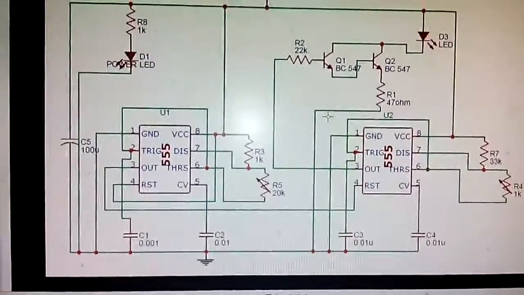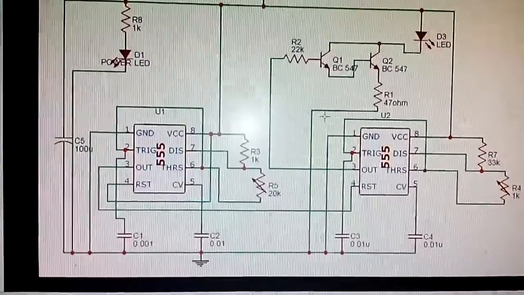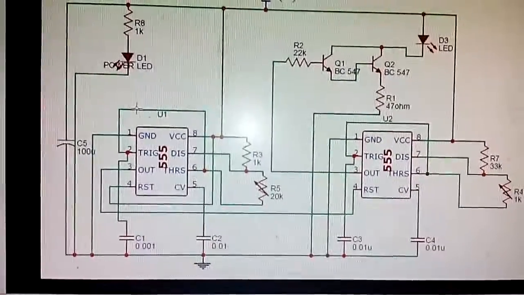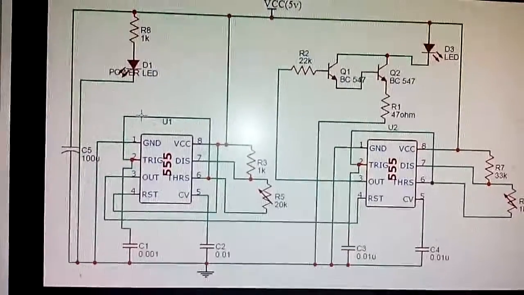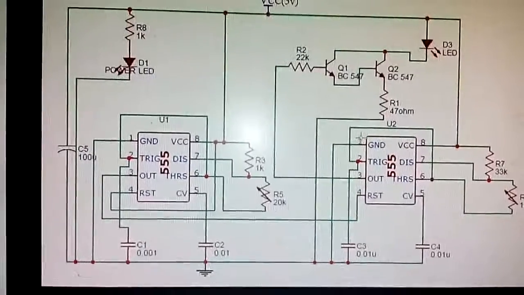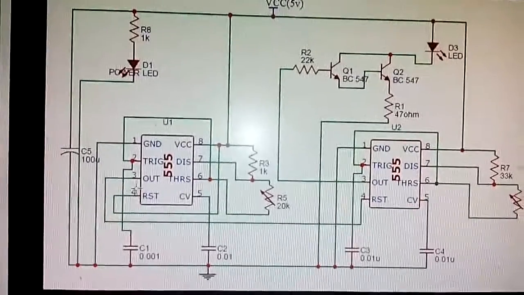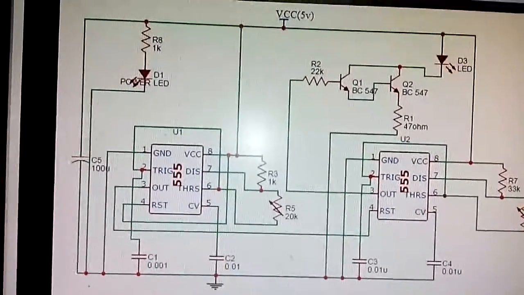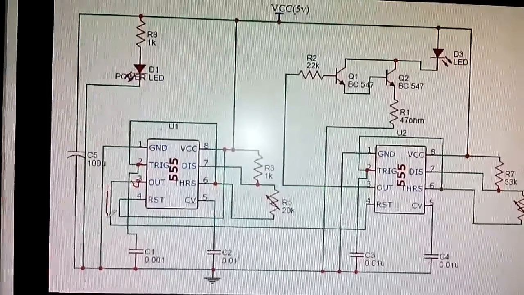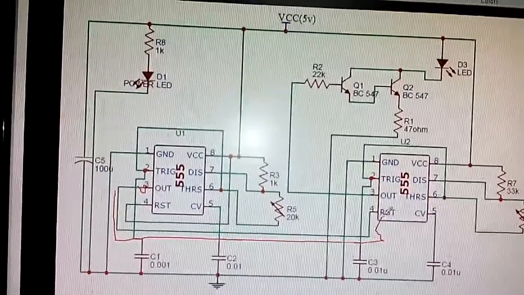You all know how a 555 timer can work as an astable multivibrator. So the first timer is generating a square pulse of 10 or 12 or 50 or 100 hertz, very few hertz, and the second one is generating 38 kilohertz of square pulse. The pin number 3 is the output, and it is feeding the second timer at its reset.